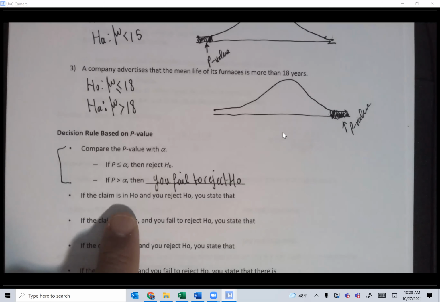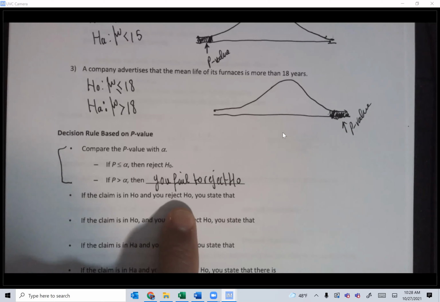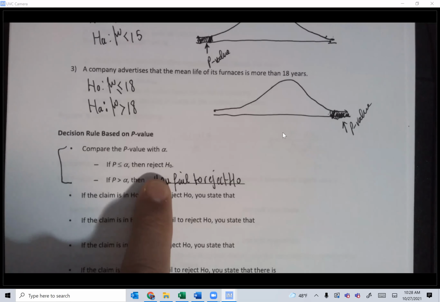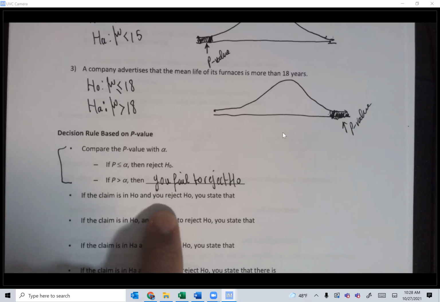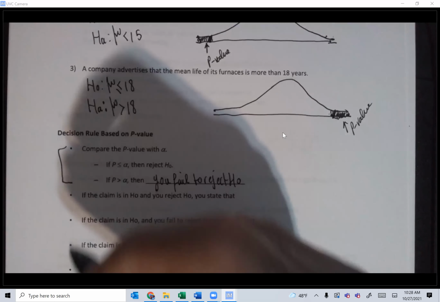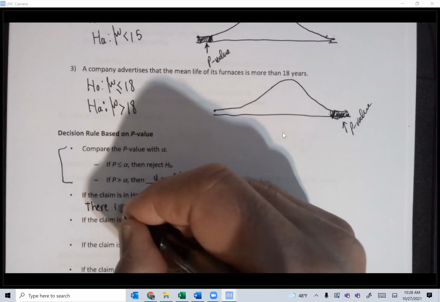So you have your claim in H0 and you reject H0. So your claim happened to be in H0 and your decision ends up rejecting H0. That means you reject the claim because the claim happened to be in H0. So you say, this is the conclusion of a hypothesis test problem: there is enough evidence to reject the claim.